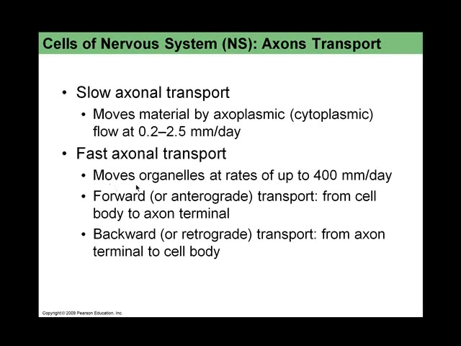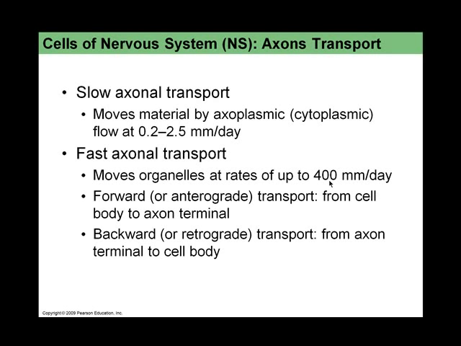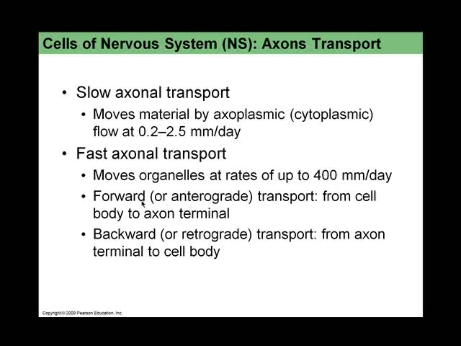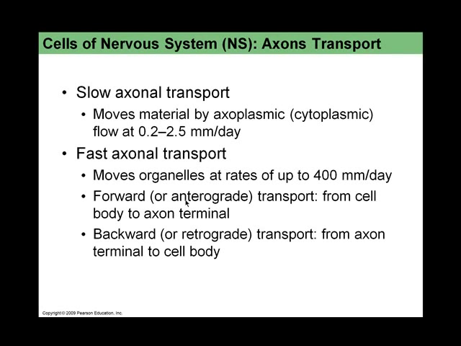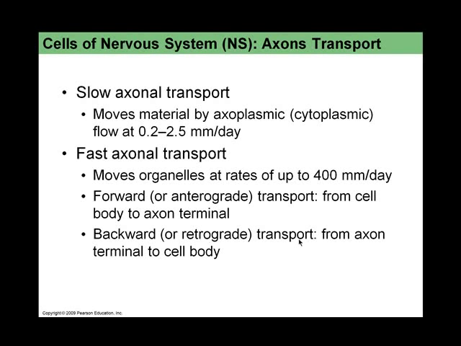The fast axonal transport moves organelles at rates up to 400 millimeters a day, so it can get there very quickly. That's like for the critical neurotransmitter sustaining systems, or presynaptic membrane sustaining systems, and the ion channels and those types of things. So there is a forward movement, or anterograde transport from the cell body to the axon terminal, and then there's one that brings it back, the retrograde transport from the axon terminal to the cell body.